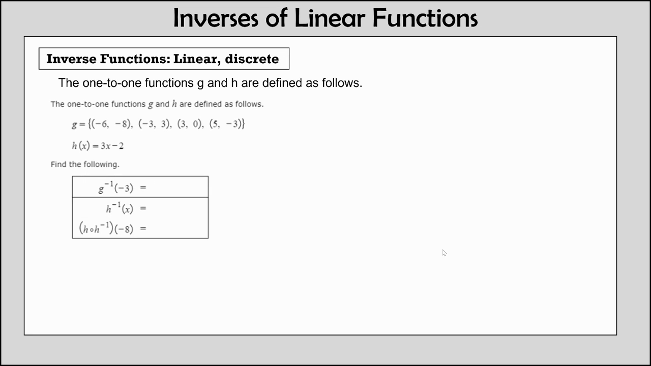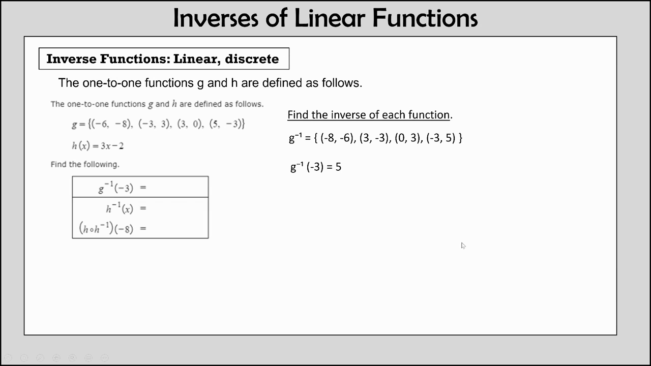So there's my g function given, there's my h function given. They want us to find g inverse of -3. They want us to find h inverse of x, which is the inverse rule, and then they want us to find h of h inverse of -8. Start by finding the inverse for each one. The inverse of the g function, when they give you a list of ordered pairs, you find the g inverse by interchanging the x and y's. And then they want to know what's g inverse of -3.